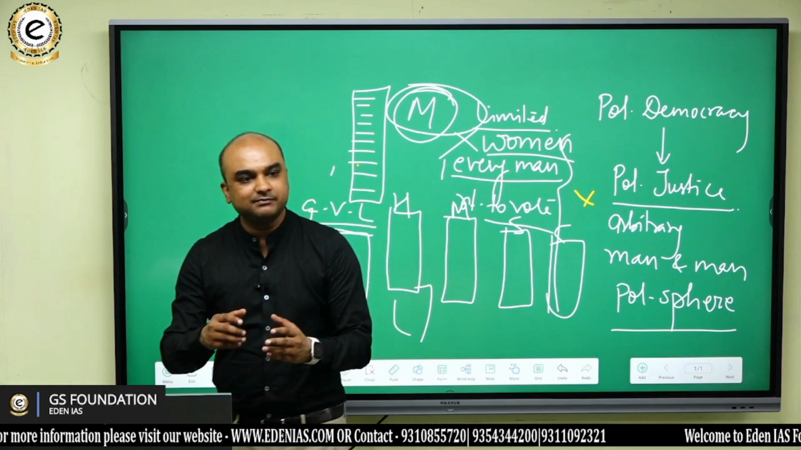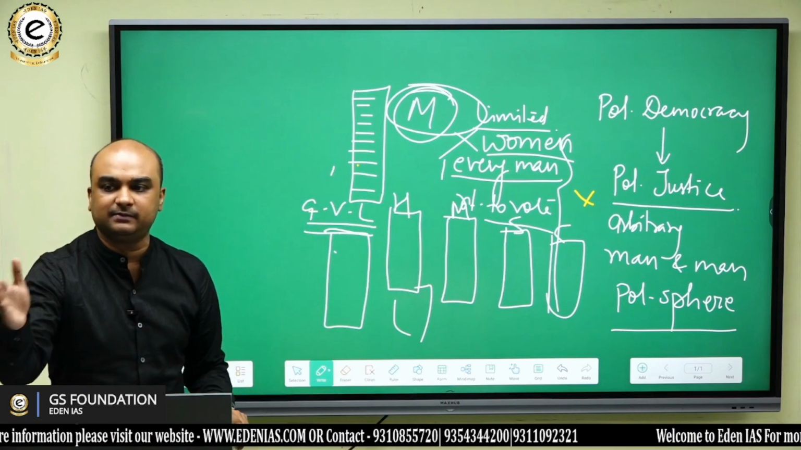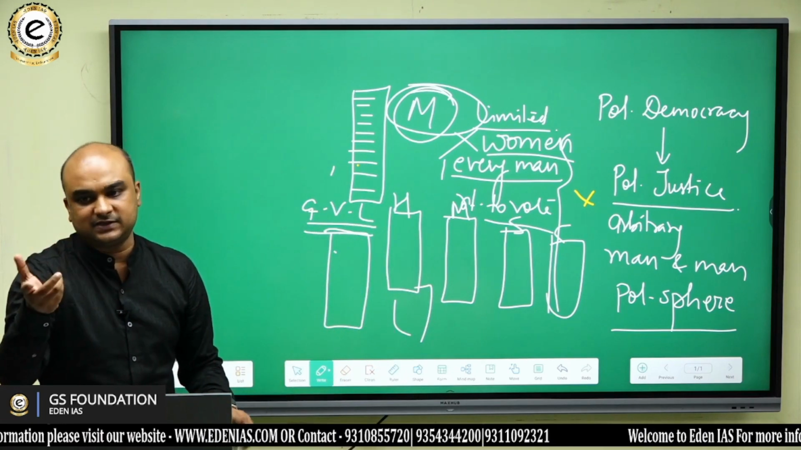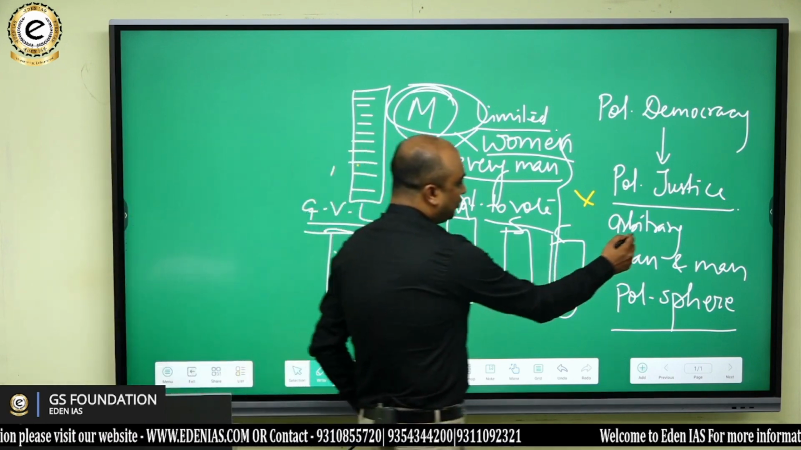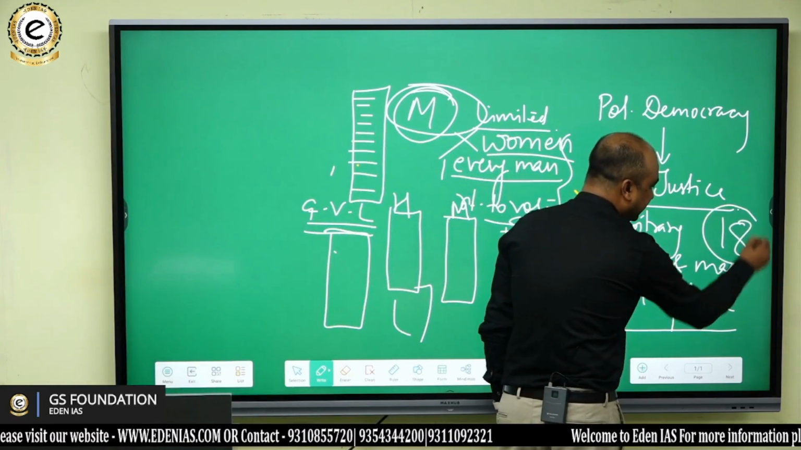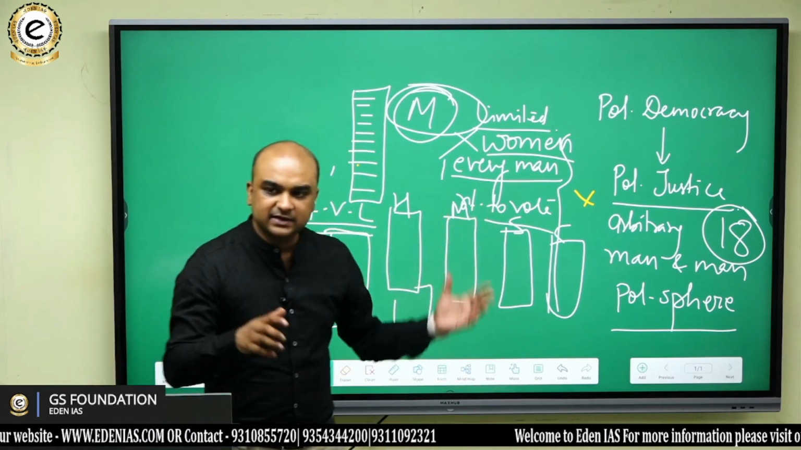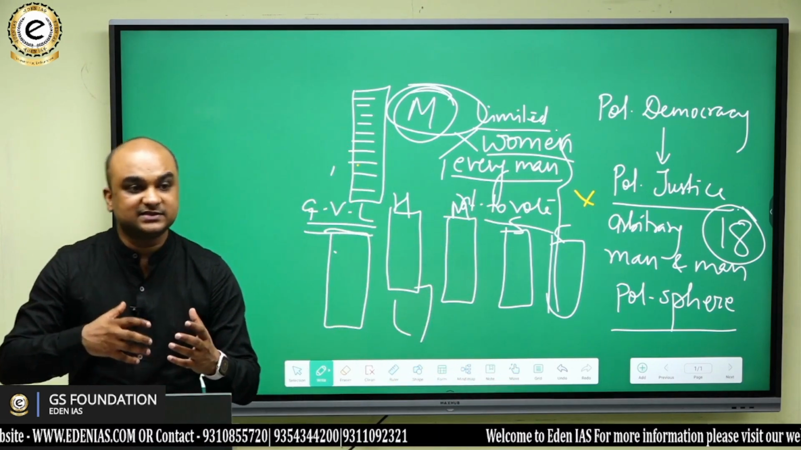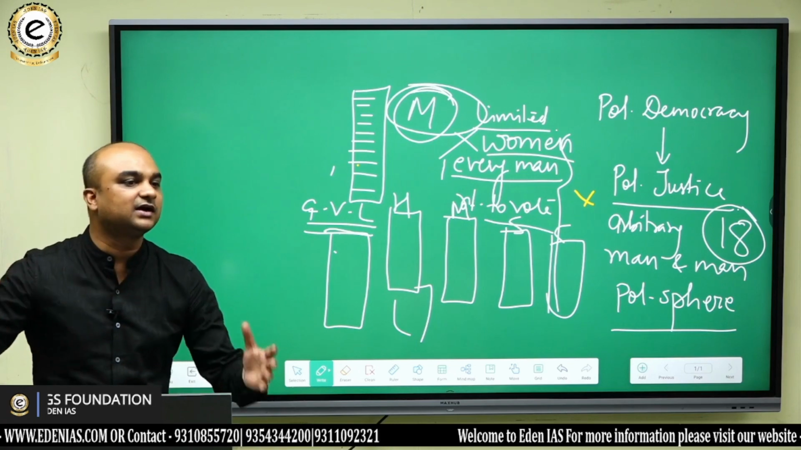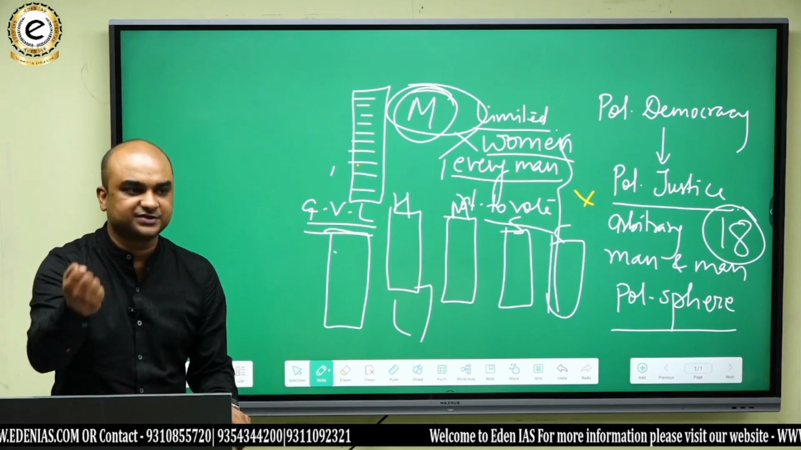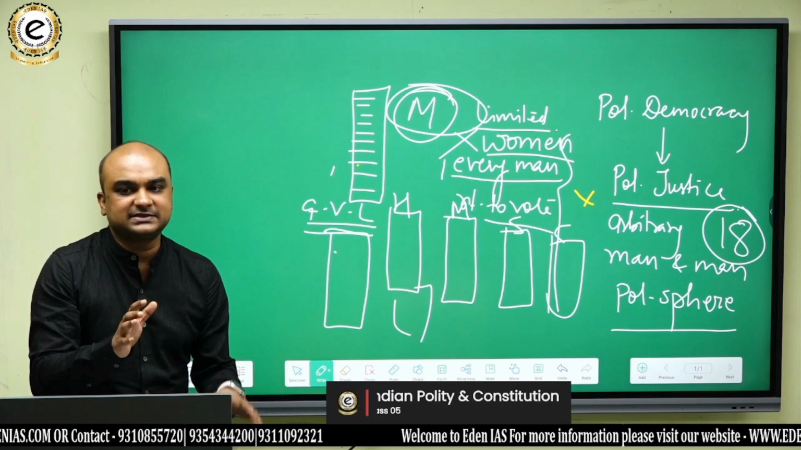Now, there are some intelligent distinctions between man and man in the political sphere. Like, for example, you can vote only if you have crossed the age of 18. It makes sense, right? Because minors might not be in a situation to understand the political undercurrents of the country and take a conscious decision. Do you understand that? At least that is what is thought.